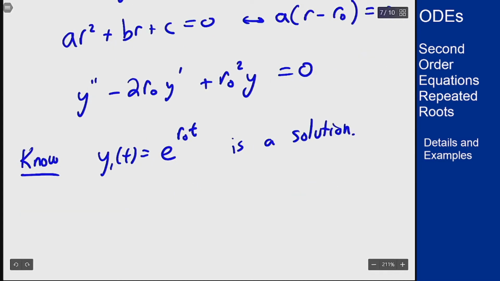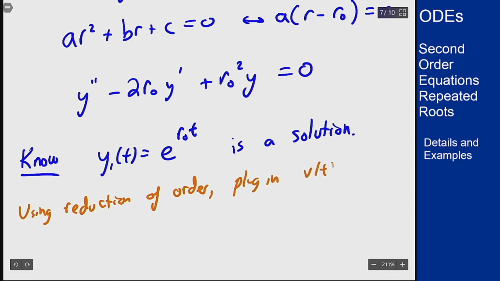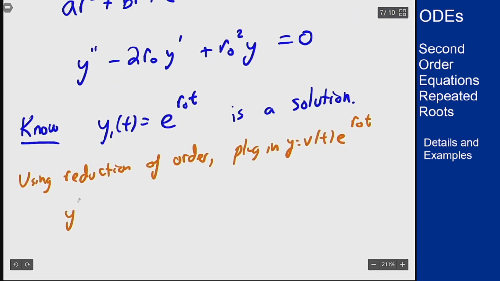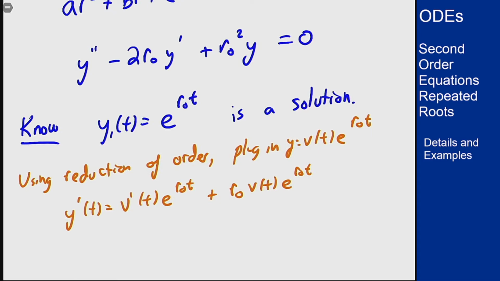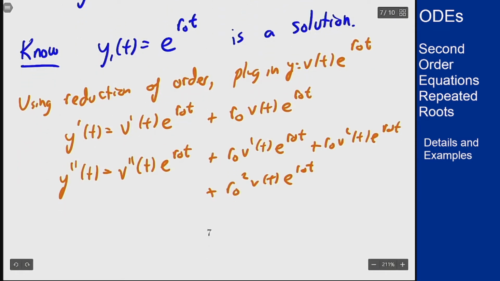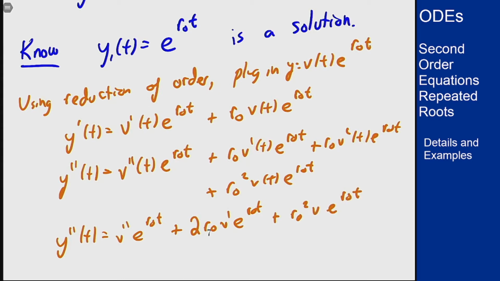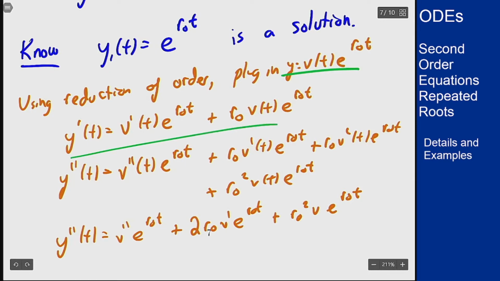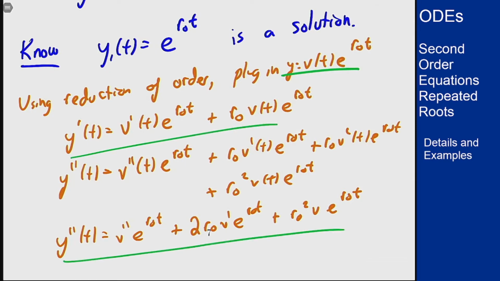So using reduction of order, we're going to plug in v of t times e to the r0t for y. With this, we have that y prime is a product rule, like so. We get a v prime when the derivative falls on the v, and I get an r0 when the derivative falls on the exponential term, and I can find the second derivative in the same way. Collecting terms, the second derivative is v double prime times e to the r0t plus 2r0v prime e to the r0t plus an r0 squared v e to the r0t. And then I can plug all of these into my differential equation and see what I get for the solution.